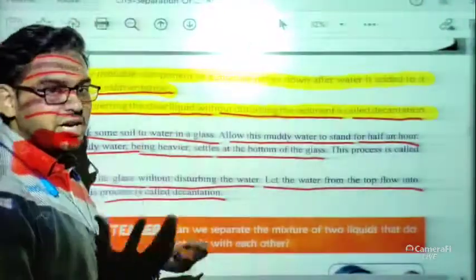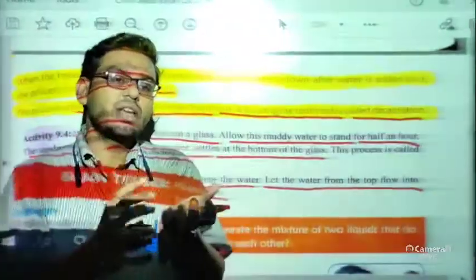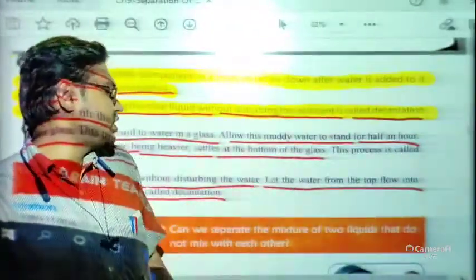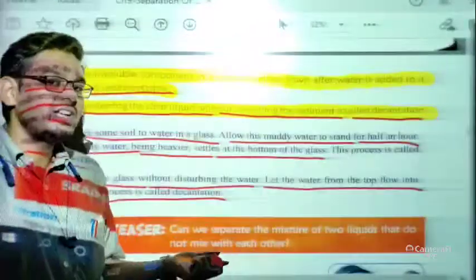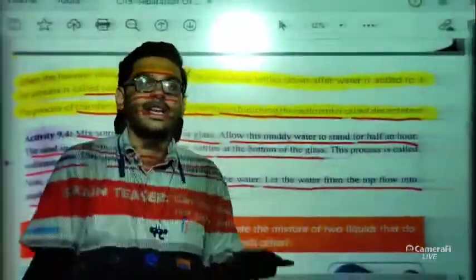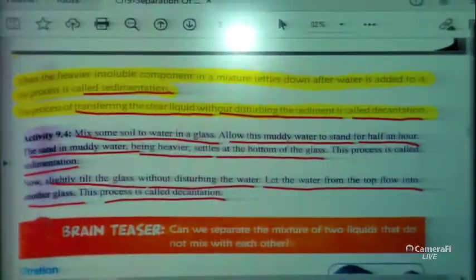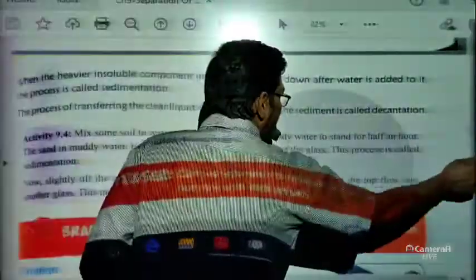Okay. So when the muddy water is there in the glass and all the muddy particles settle down at the bottom of the glass, we can call it sedimentation. And what do you mean by decantation? When we pour the fresh water into another glass, we call this process decantation. So students, this is all about sedimentation and decantation. I hope you can correlate these things.